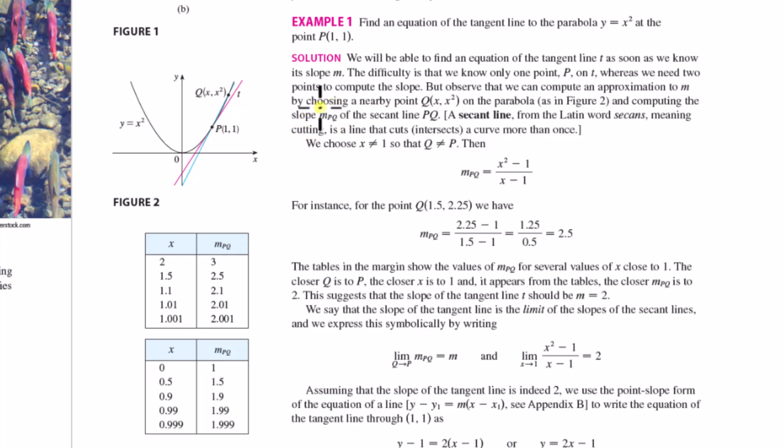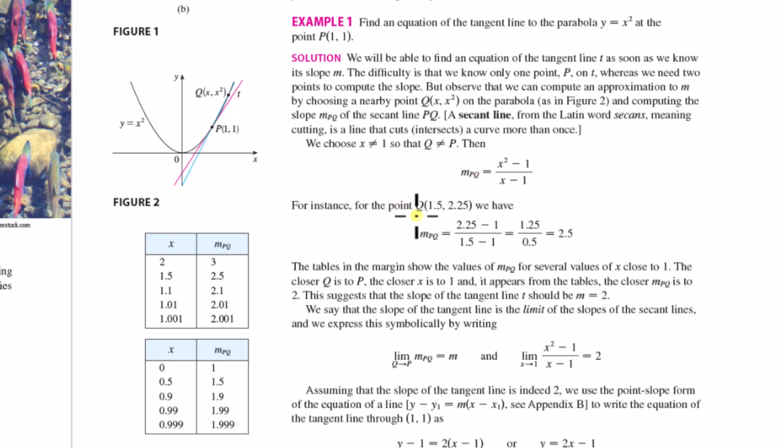Okay, and so now what we want to do is think about the slope of the line that goes through point P and point Q. What this line would be called is not a tangent line, but a secant line, meaning that it intersects a curve more than once. The slope of this secant line PQ would be, as we know from algebra, y2 minus y1, x squared minus 1, over x2 minus x1, x minus 1. There's the slope of the secant line PQ.